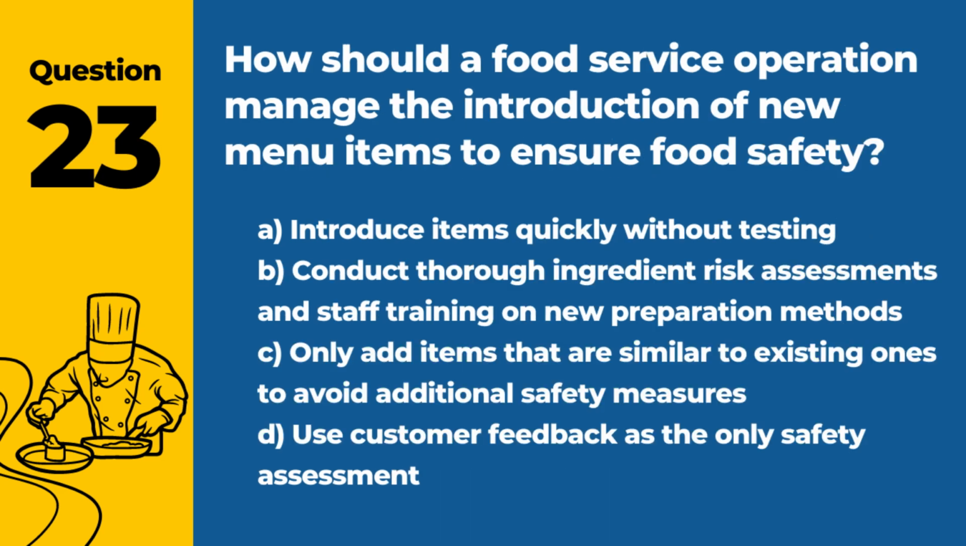Question 23. How should a food service operation manage the introduction of new menu items to ensure food safety? A. Introduce items quickly without testing. B. Conduct thorough ingredient risk assessments and staff training on new preparation methods. C. Only add items that are similar to existing ones to avoid additional safety measures. D. Use customer feedback as the only safety assessment.